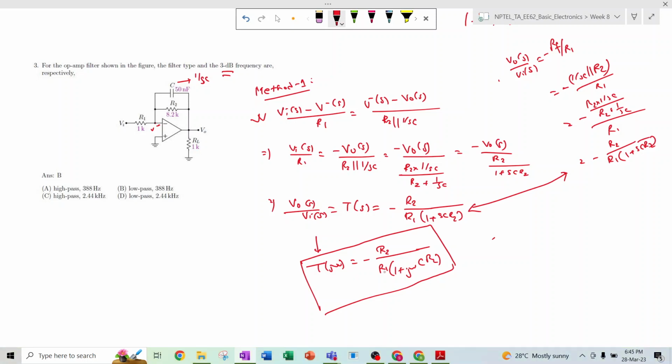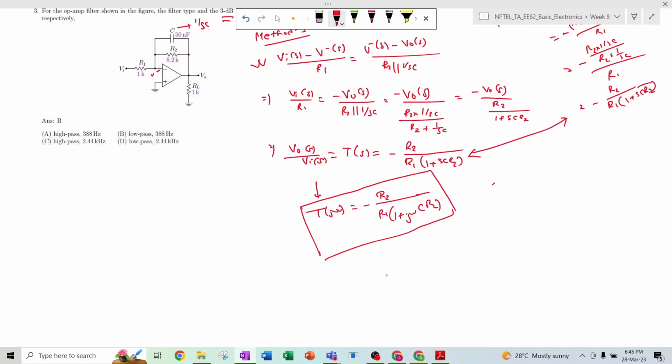Now how can you determine whether it is a low pass filter or a high pass filter? For a low pass filter, at first we put omega equal to 0. Omega equal to 0 means frequency is 0, f equal to 0, that means DC. If the input is DC, then T of j omega, that is T of 0, will be nothing but minus R2 divided by R1, if we put omega equal to 0.